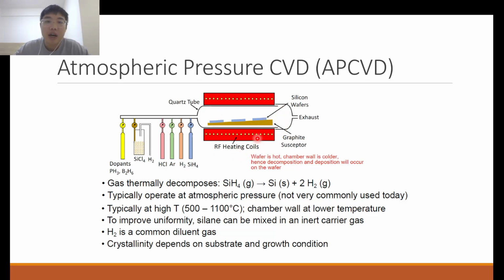Okay, so AP CVD setups are operated at atmospheric pressure. However, because of certain reasons I'll go into later, it's actually not so common to operate CVD setups at atmospheric pressure, and nowadays we prefer lower pressures instead. So what we normally do is that we don't just pump in the reactant gas, we also pump in an inert diluent gas such as hydrogen or argon.